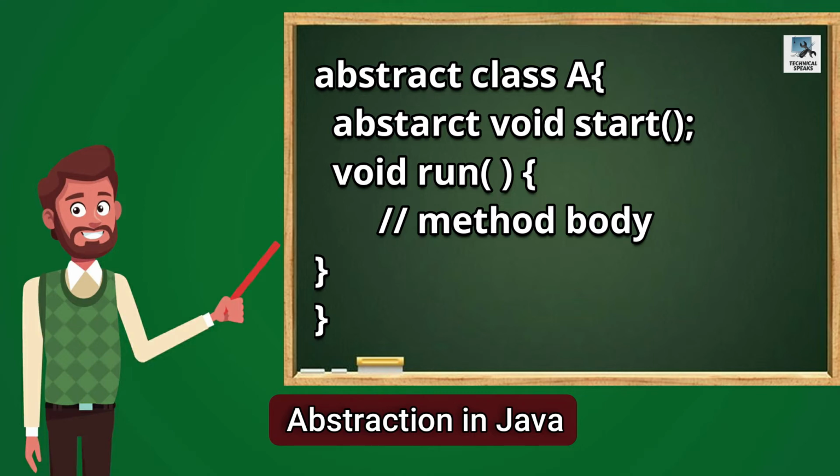You can see here we just created an abstract class A. Inside the class we have two methods. The first one is an abstract method named abstract void start, and the second one is a regular method. We know regular methods have bodies, so here we have a body for the method run.